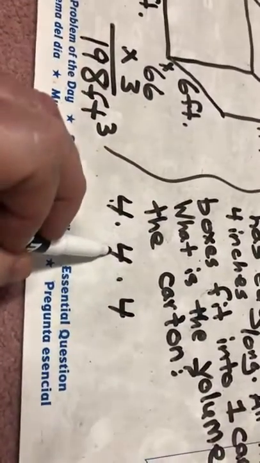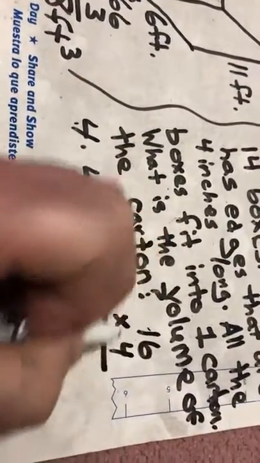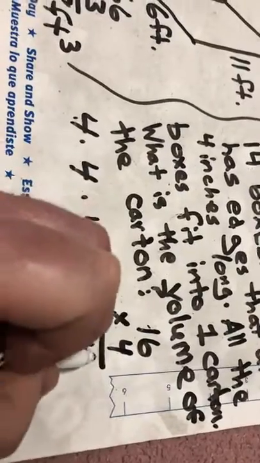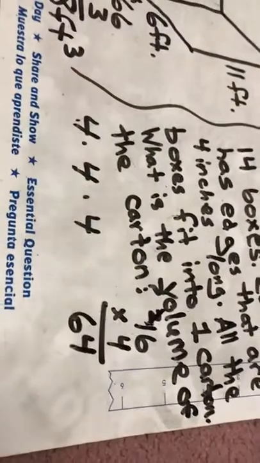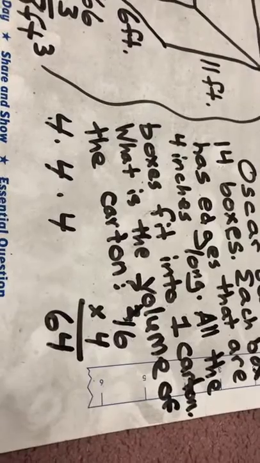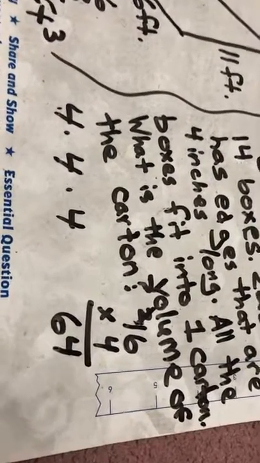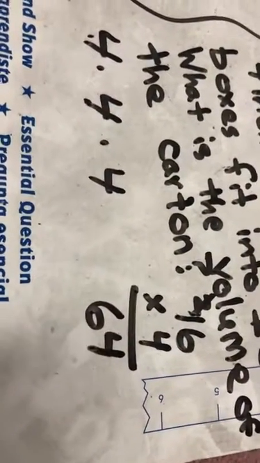Well, I know that 4 times 4 is 16. So if I want to come over here and do 16 times 4, 4 times 6 is 24. Put the 4 down, carry the 2. 4 times 1 is 4, plus 2 is 6. I get 64. So one box is 64 cubic inches.